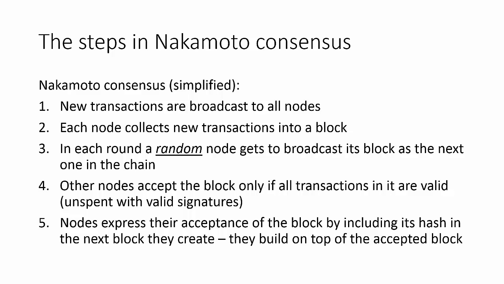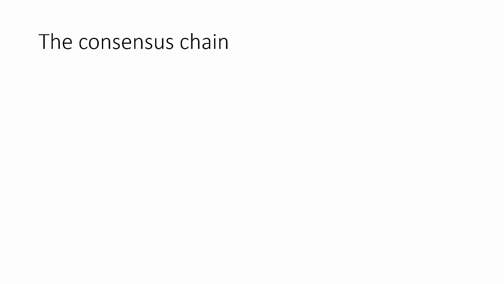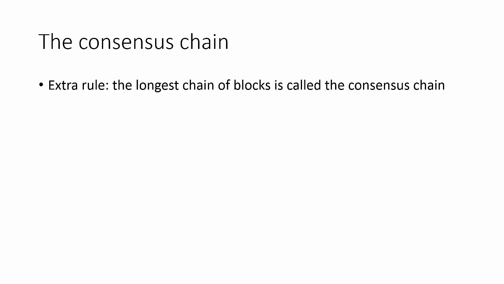Nodes will then express that they accept the proposed block by starting to build a new block containing the hash of the block proposed in step 3. Now the cycle runs again from steps 1 and 2. And this is almost the complete consensus. However, we need an extra rule, because the consensus, the process of the previous slide, can lead to diverging separate chains due to timing in the network. The eventual longest chain of blocks is called the consensus chain.